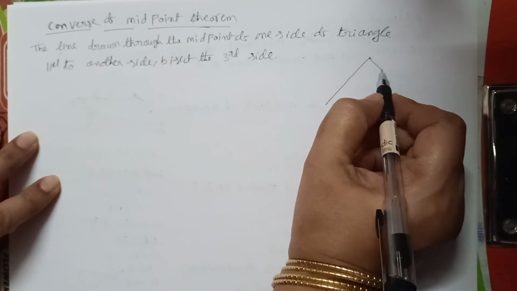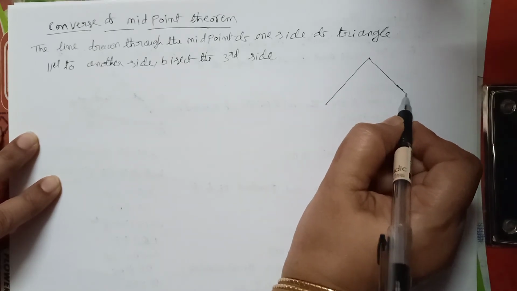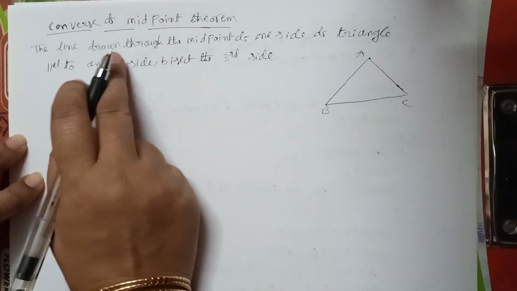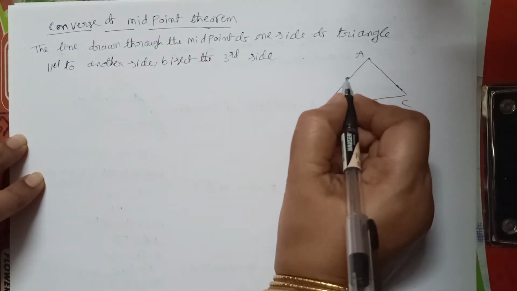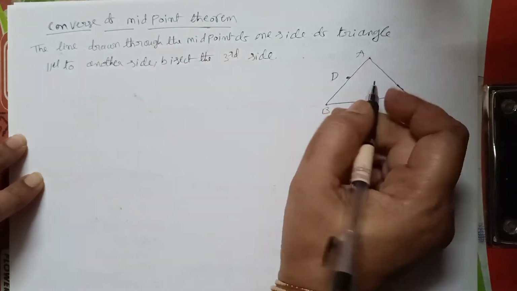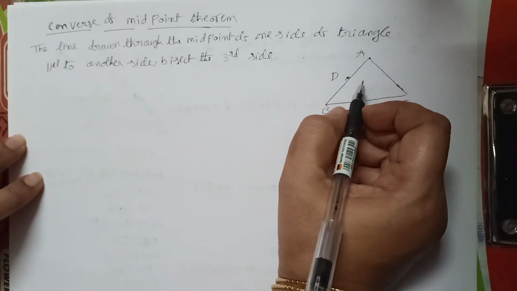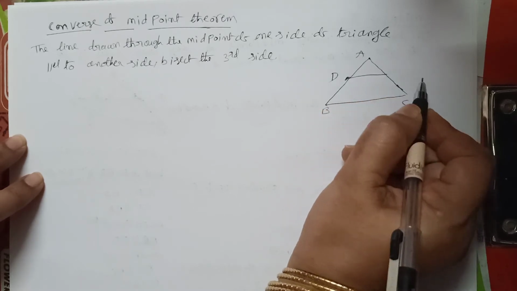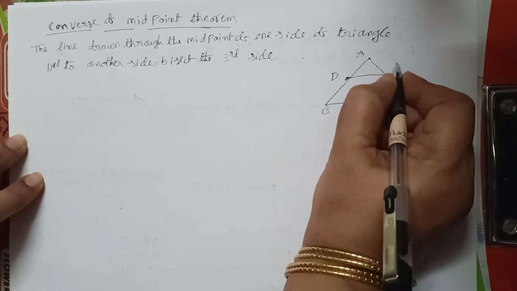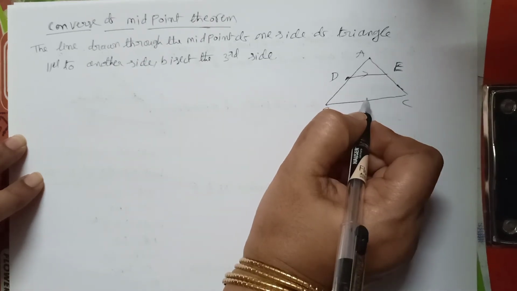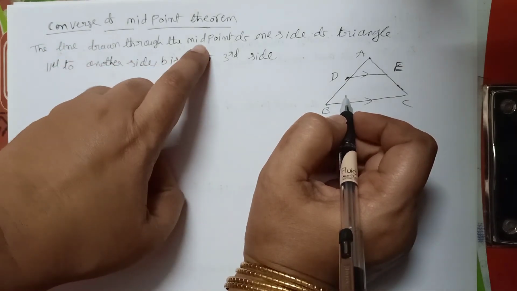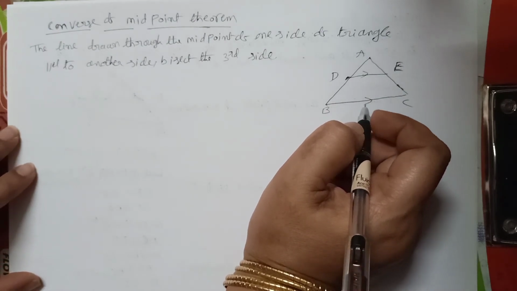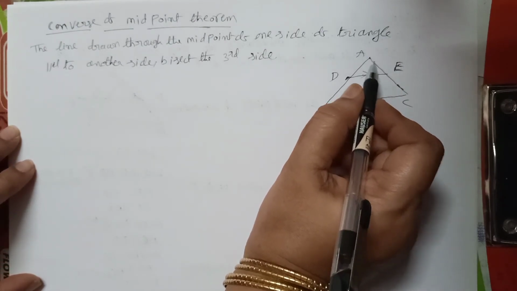According to the statement, we'll draw the figure. It is a triangle ABC. The line is drawn through the midpoint of one side. D is the midpoint of AB. The line parallel to another side is DE, so DE is parallel to BC. DE parallel to BC bisects the third side. That means you have to prove E is the midpoint of AC.